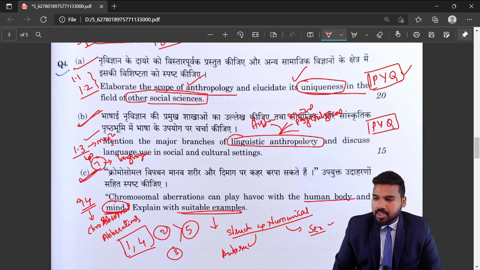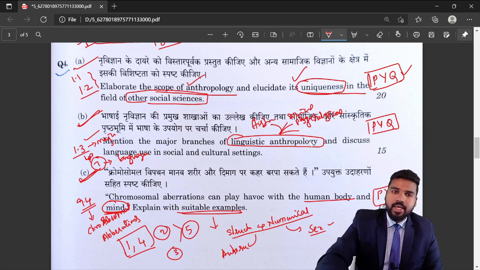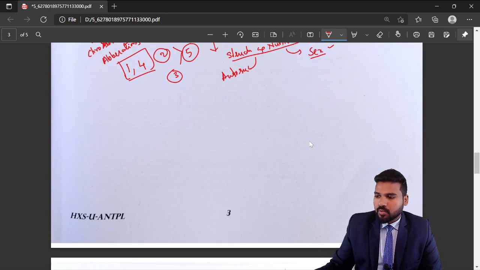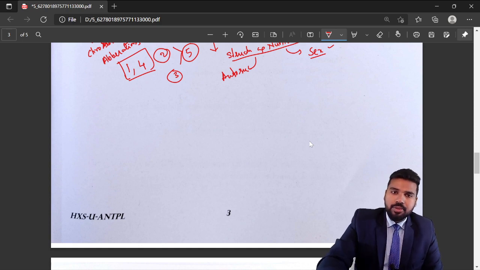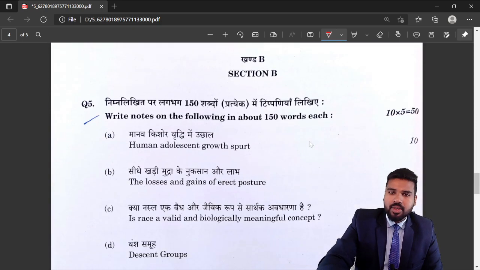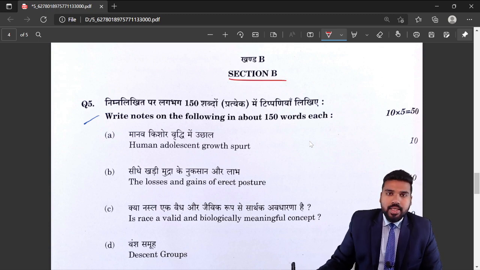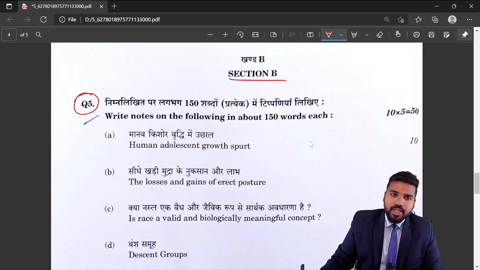Okay, so shall we look at what is there in section B? Here, till now, any doubt, everyone with me? So far it is clear, right? Now let us go to section B. Look at section B. See the first question, that is question number 5.